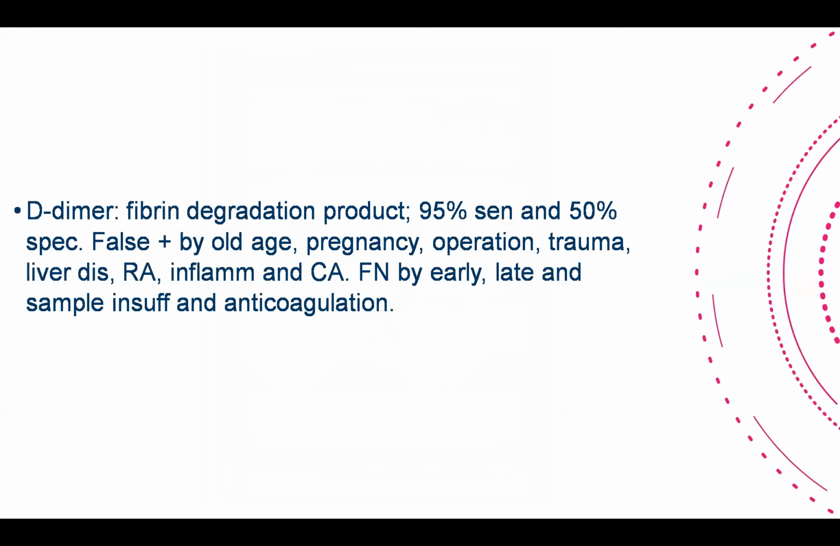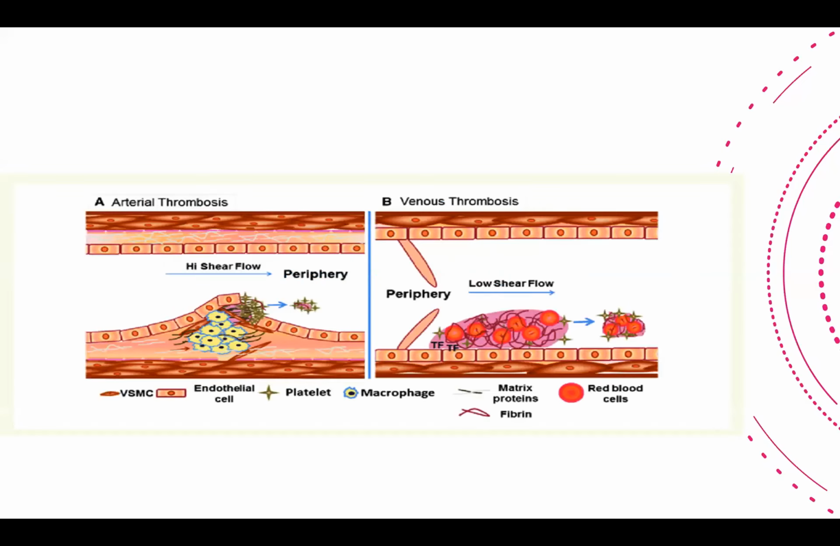Whenever we deal with thromboembolism, we always mention D-dimer. So what is the D-dimer? D-dimer is a fibrin degradation product. It has 95% sensitivity and 50% specificity. It can be false positive by old age, pregnancy, operation, trauma, and cancer, and can be false negative by early, late, and sample insufficiency, and when the patient is on anticoagulation.